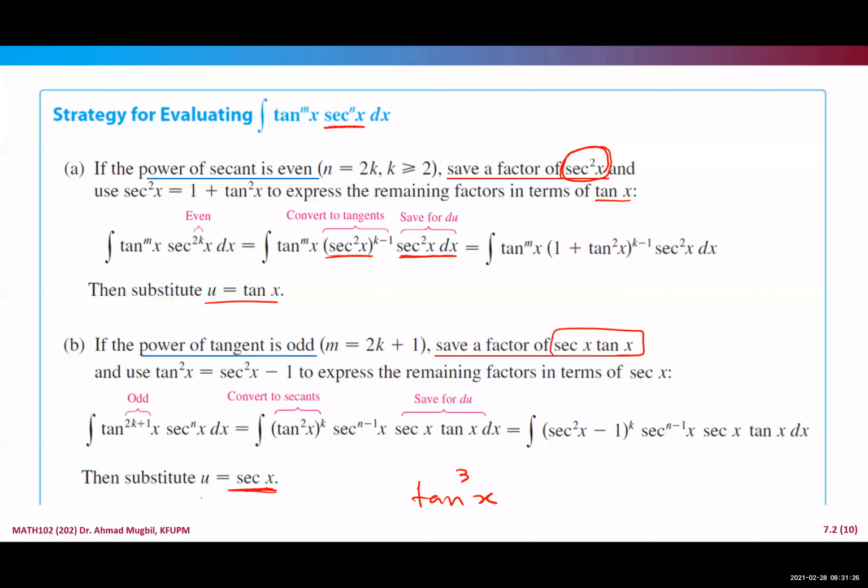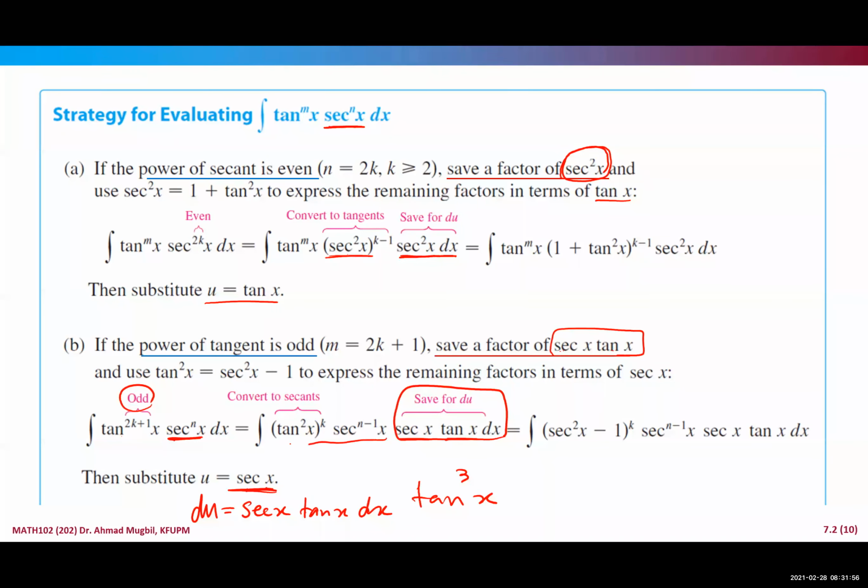u equals secant. And you know that when u equals secant, du will be secant x tan x dx. So this is why we save a factor of secant and tan. Let me repeat that again. If the power of tan is odd, take one tan from here, and take also one secant from here. And this is what is going to be your du.